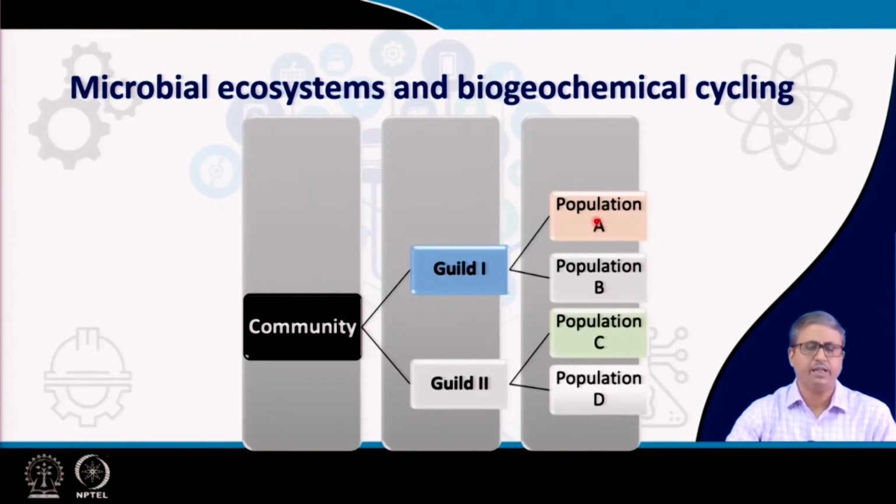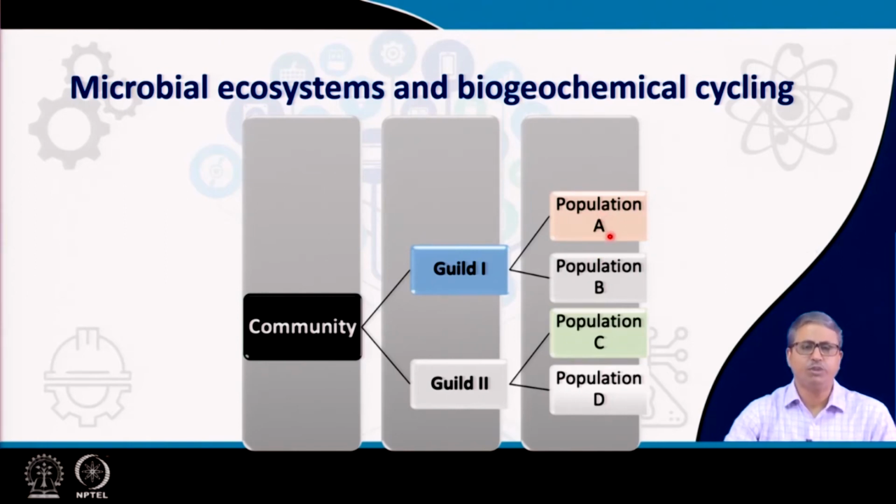So, population A is all members of a particular species, population B another species, population C another species, and population D is another species. So, 4 species are taken as an example. Now, metabolically linked or metabolically related populations form a guild. So, a guild is a representation where microbial functional assemblage is indicated or discussed.